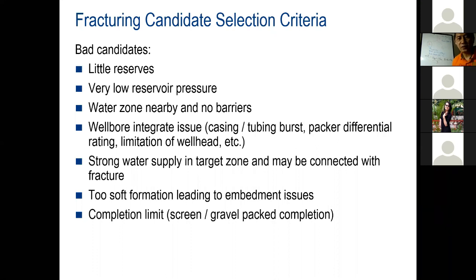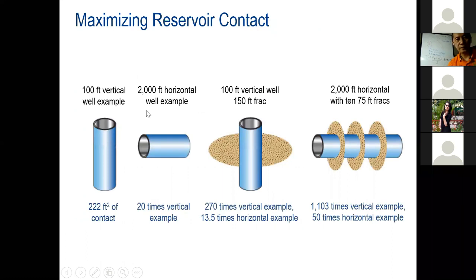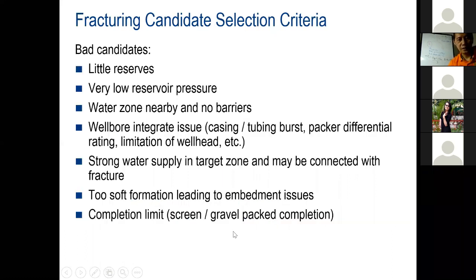Strong water supply, if you have a water zone, don't do it, because if your frac breaks into the water, you're not only going to produce oil, but you will also produce a well with a high water cut. In some situations, it is not preferred at all, right? And soft formation, when you deal with a soft formation, i.e. low Young's modulus, then it's very hard to generate the frac width and to provide good conductivity at the end, right? And last but not least is completion. If you have a screen, a gravel frac completion, that's not good, right?